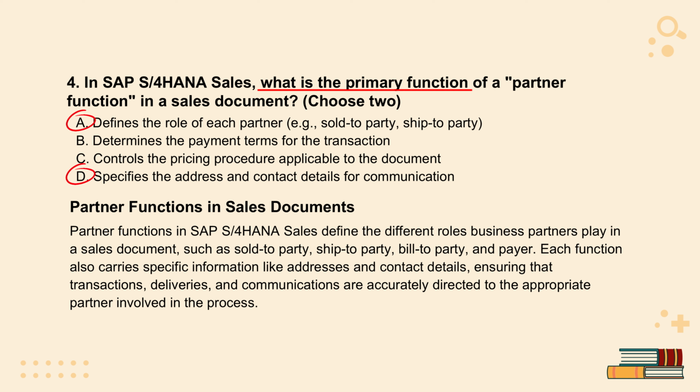Exactly, which leads directly to option D, specifies the address and contact details for communication. So the function dictates which address or contact info is used for what purpose. Precisely. When the system generates an invoice, it knows to use the address linked to the bill to partner function. When it creates a delivery note, it uses the ship-to address. Gotcha. It ensures the right documents, the right communication goes to the right place, the right contact person. It prevents sending invoices to the warehouse dock or deliveries to the accounts payable department. Yeah, that would be problematic.